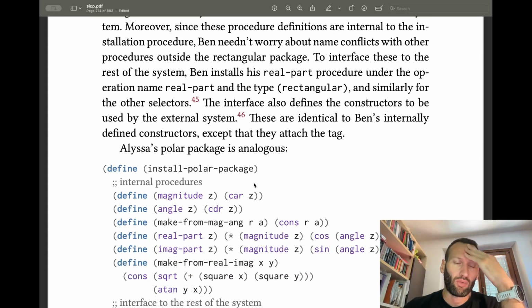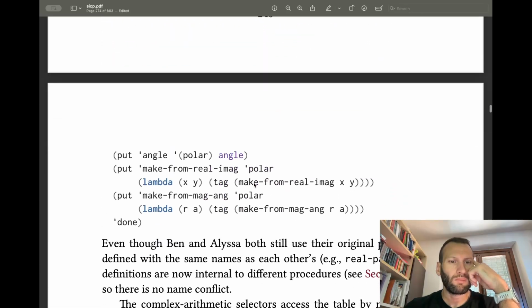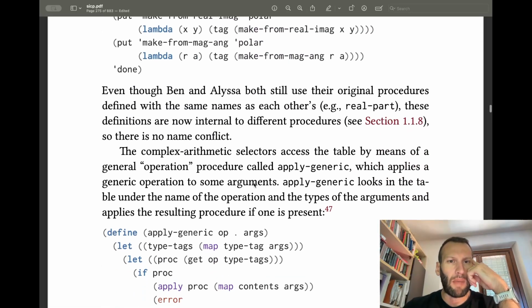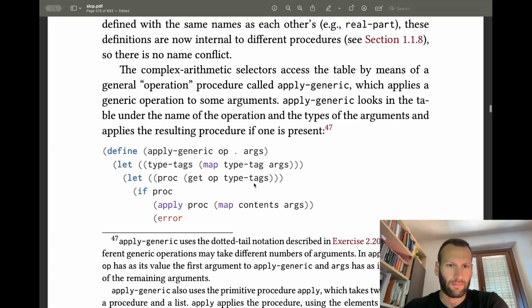To interface these to the rest of the system, Ben installs his realPart procedure under the operation name realPart and the type rectangular. And similarly for the other selectors. The interface also defines the constructors to be used by the external system. These are identical to Ben's internally defined constructors, except that they attach the tag. Even though Ben and Alyssa both still use their original procedures defined with the same names as each other's, these definitions are now internal to different procedures, so there is no name conflict.